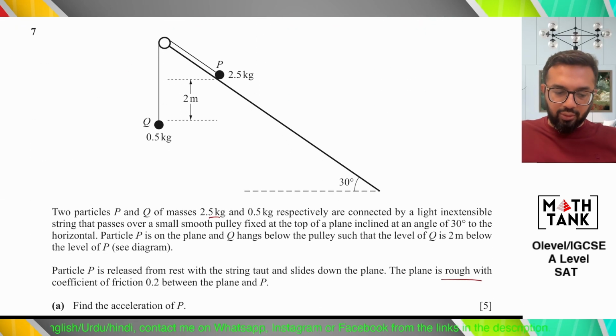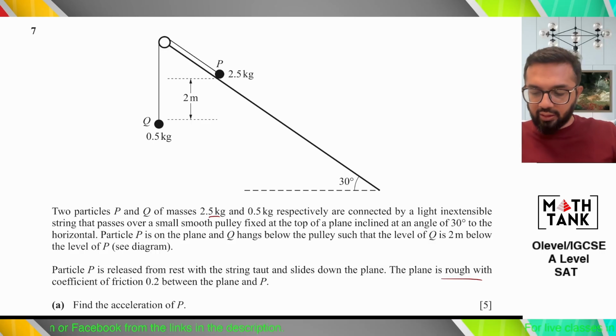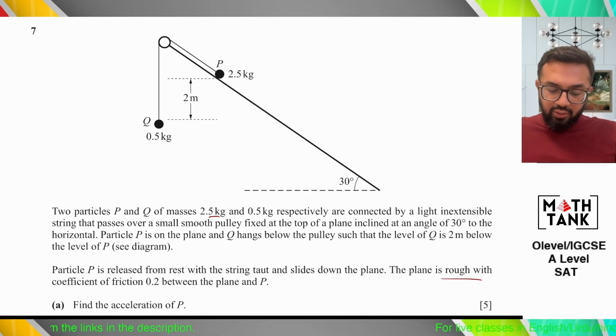Okay, then question number 7. Question number 7 says two particles, P and Q, of masses 2.5 and 0.5 respectively, are connected by a light inextensible string that passes over a small fixed pulley at the top of a plane inclined at an angle of 30 degrees to the horizontal. Particle P is on the plane and Q hangs from the pulley such that the level of Q is 2 meters below the level of P.